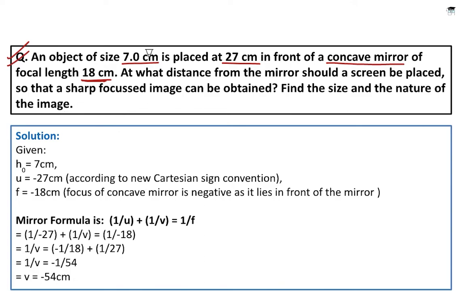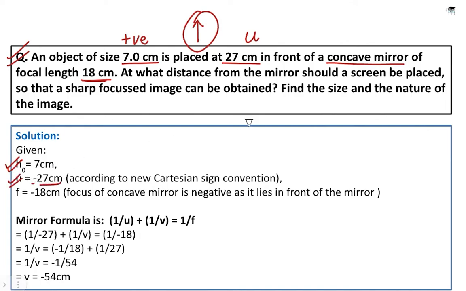In these questions, first of all, write down everything that is given, such as the size of the object. That means h naught is given. It is to be taken positive because the object is usually taken in the upward direction, so the upward direction is the positive direction. It is placed at 27 cm in front of the concave mirror, which means it is u, the distance of the object from the mirror. So u is minus 27 centimeters.